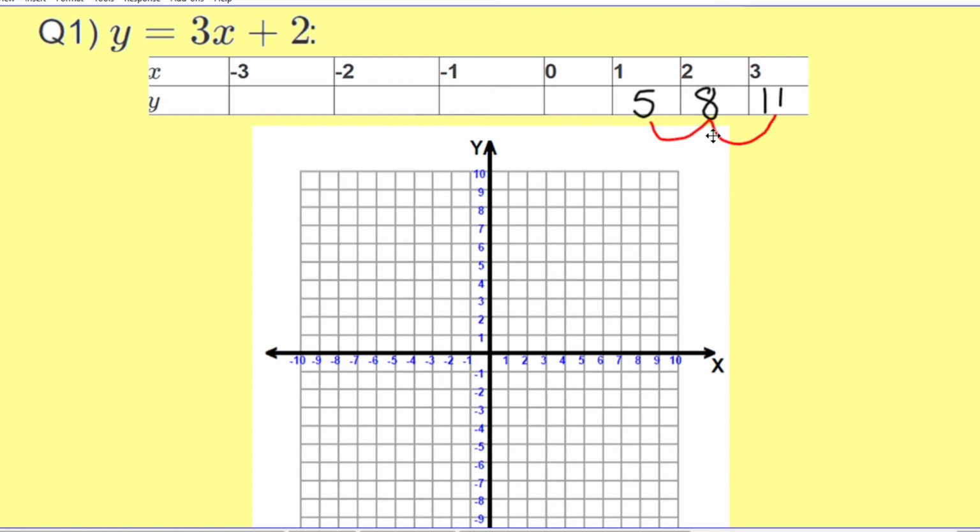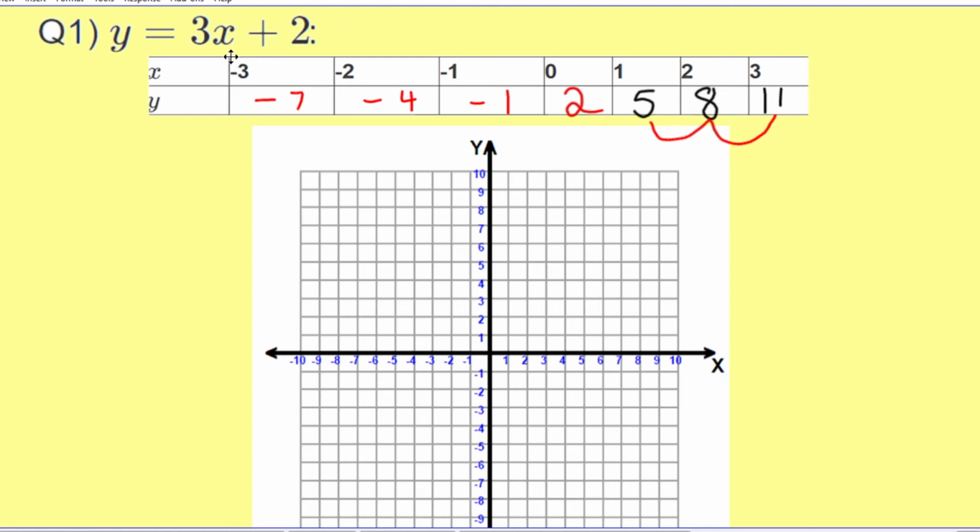So 11, take away 3, take away 3, take away 3 again, leaves me with 2. Take away 3 again, gives me minus 1. Take away 3 again, gives me minus 4. Take away 3 again, gives me minus 7. So now I have a set of coordinates.